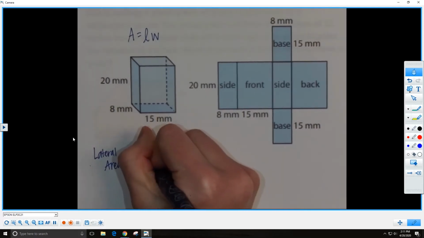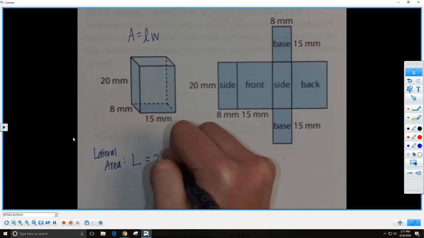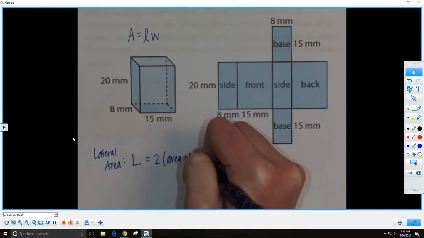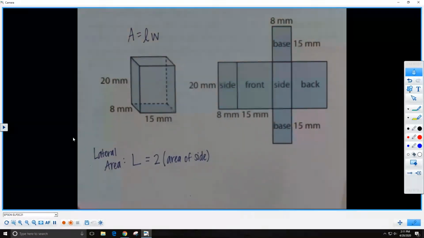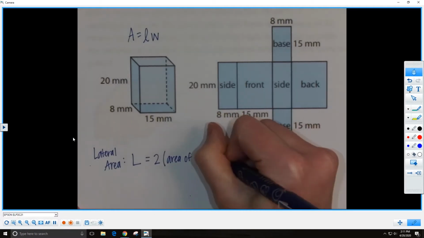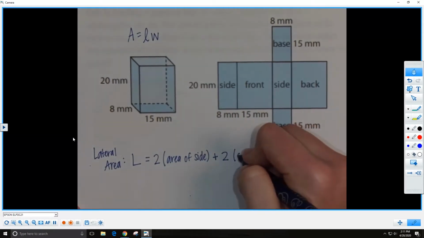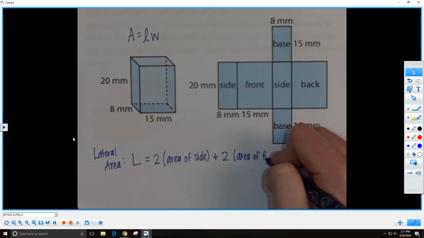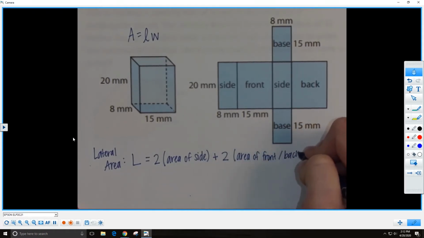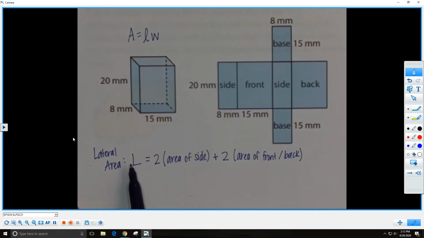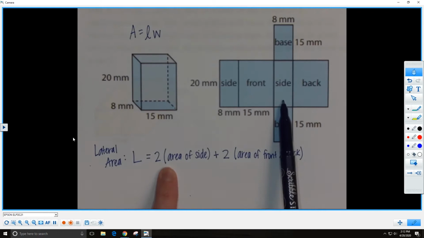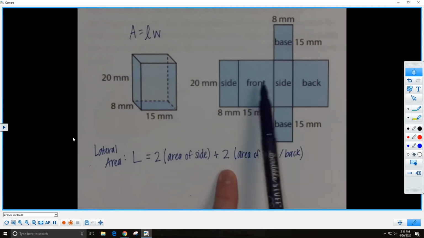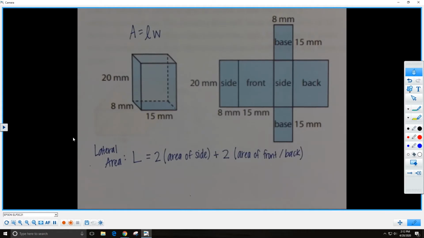So the lateral area for this particular rectangular prism is going to be 2 times the area of the side, because you'll notice here that those sides are equal to one another. And then we're going to add to that 2 times the area of the front and back. So one more time to review that. Lateral area, the area of the whole thing without the bases. So 2 times the area of the side, because these sides are equal to one another. And then 2 times the area of the front and back, because the front and back are equal to one another, so we'll multiply that area by 2.